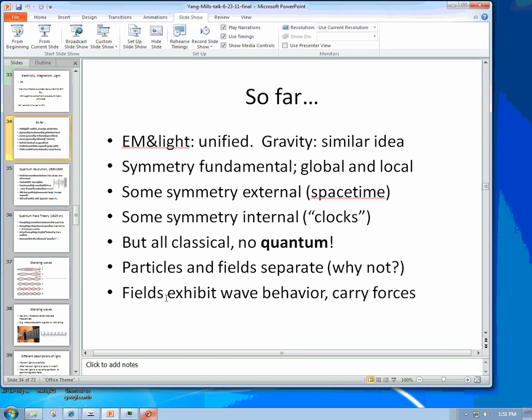And then fields exhibit wave behavior. The waves supported by electromagnetic fields, for example, that's light and other kinds of waves like radio waves. And they carry forces. And that seems very different from what matter does. Matter just sits around and reacts to the forces or creates the fields, but they seem very different.